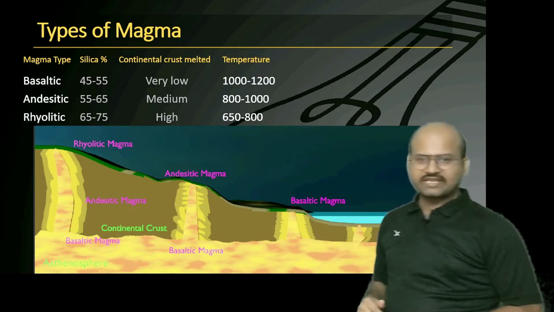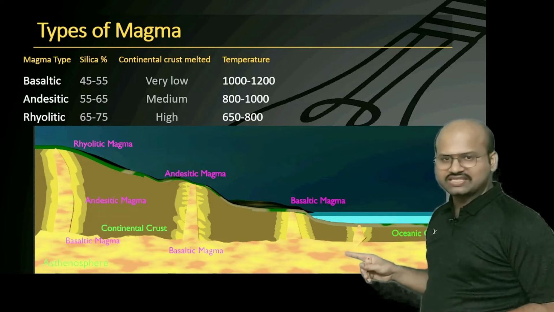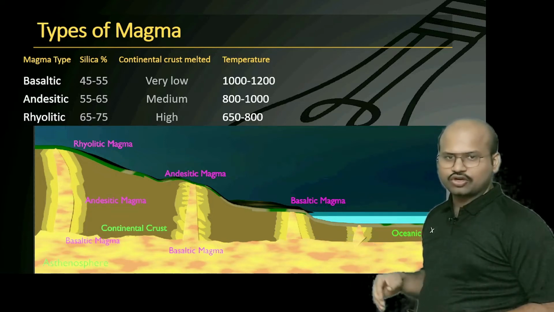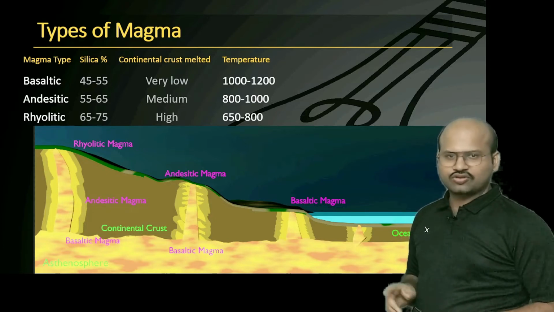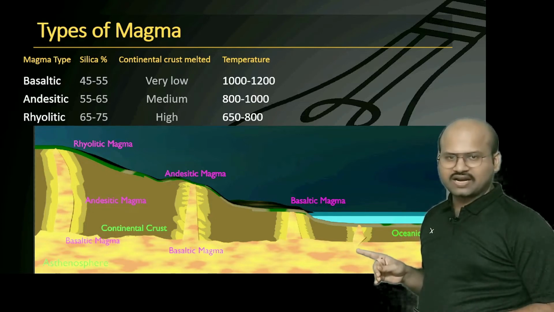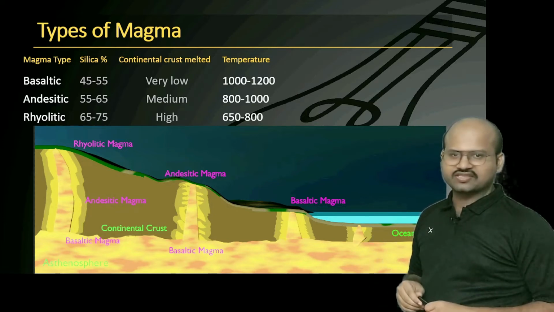Temperature. We see that the basaltic magma is the hottest magma because it has to travel the least distance. Therefore, it loses less heat in melting the overlying rock structures. So as we see here, the basalt has to travel a very small distance. Its temperature is high when it reaches the surface.